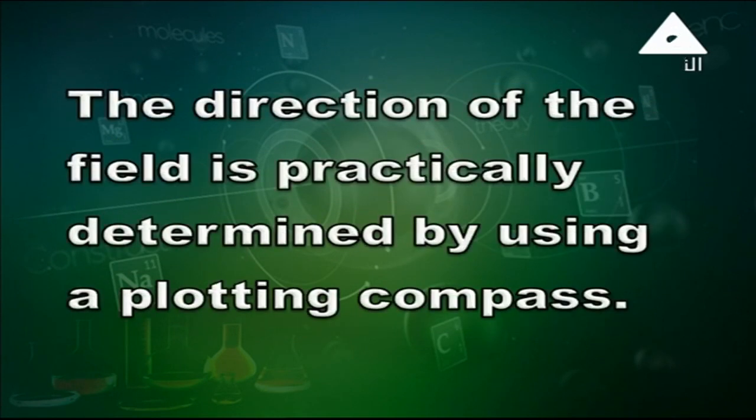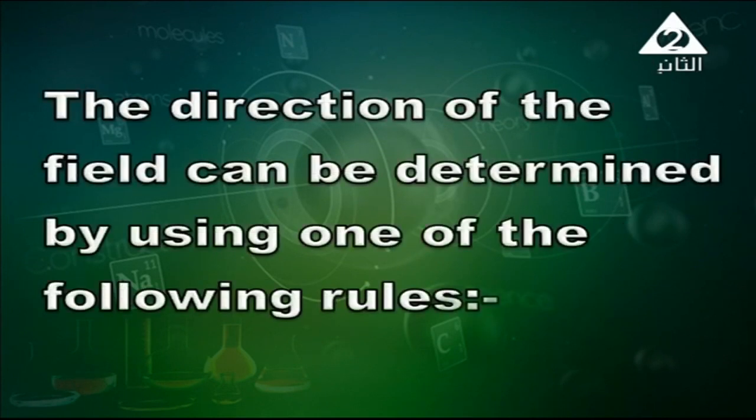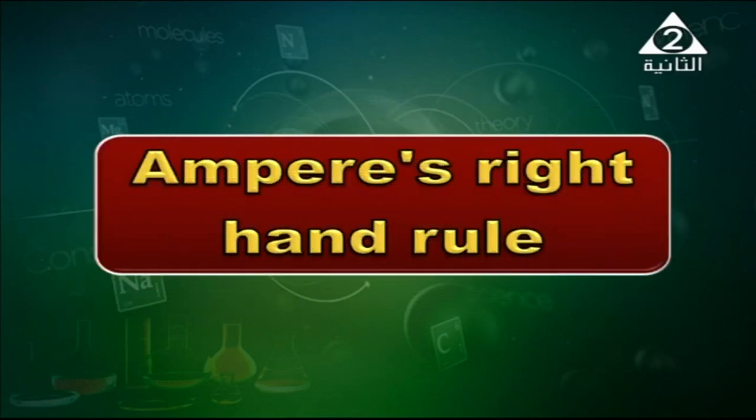The direction of the field is practically determined by using a plotting compass. The direction of the field can be determined by using one of the following rules. First of all, we've got Ampere's right-hand rule. What about it?